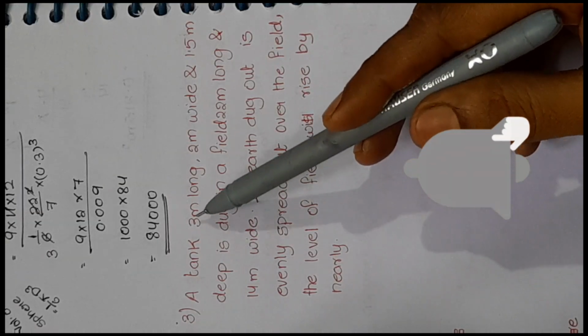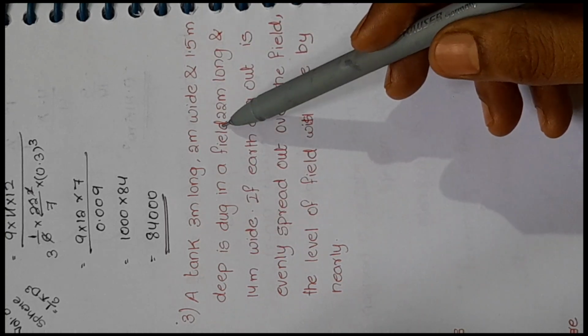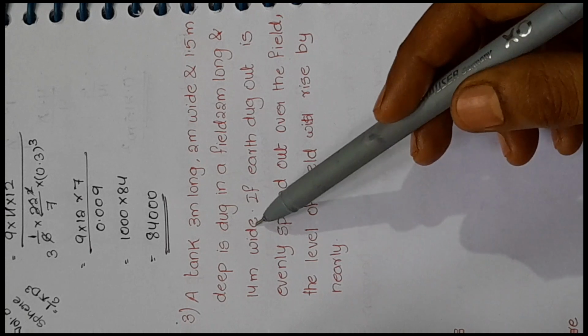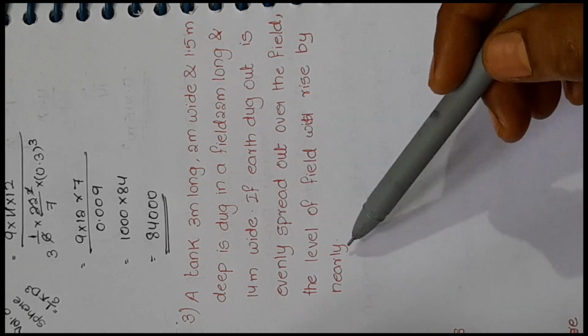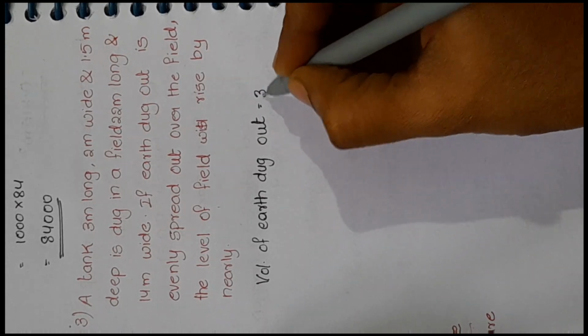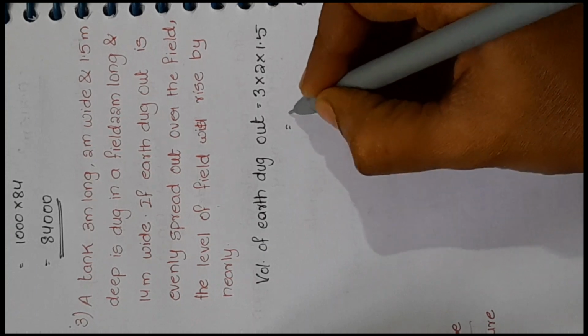Question number 3. A tank of 3 meters long, 2 meters wide and 1.5 meters deep is dug in a field of 22 meters long and 14 meters wide. If earth dug out is evenly spread over the field, the level of field will rise by nearly. Volume of the earth dug out is 3 into 2 into 1.5, that is length into breadth into height. We get this as 9 meters cube.